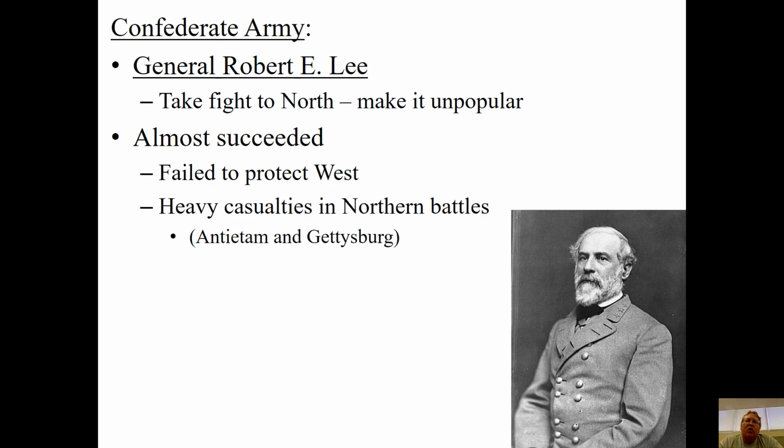But he's going to need so many soldiers to do this. He's going to strip the Confederacy of soldiers, especially out west. And his idea of going on the offense, of taking the war to the North, means that at times Southerners are going to take as many casualties as Northerners, and that's bad for the South because they just don't have as many people. They can't replace those losses that quickly.